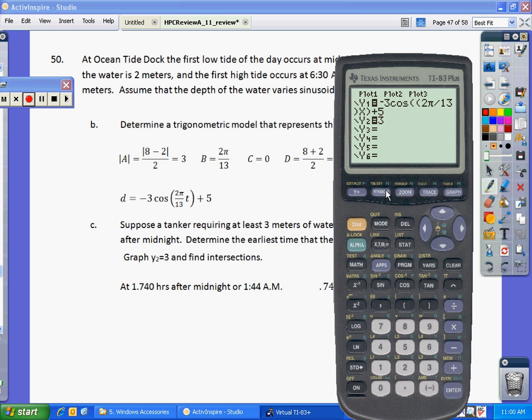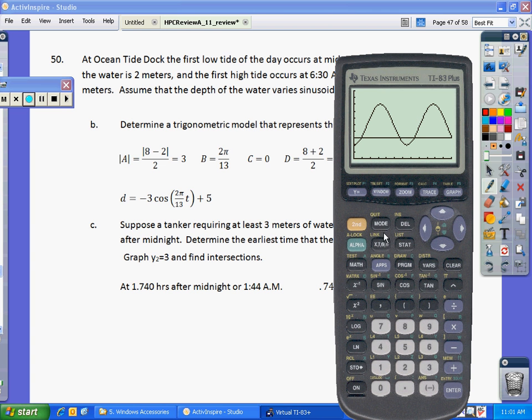Now let's go to our window real quick. So 0 to 24, we'll do 24 hours, and make our scale 2 is fine. The minimum depth, I'll leave it 0, and I'll make it 10. And we can make the scale 1. And we're going to graph. So there's our cosine wave. And there is 3 meters.